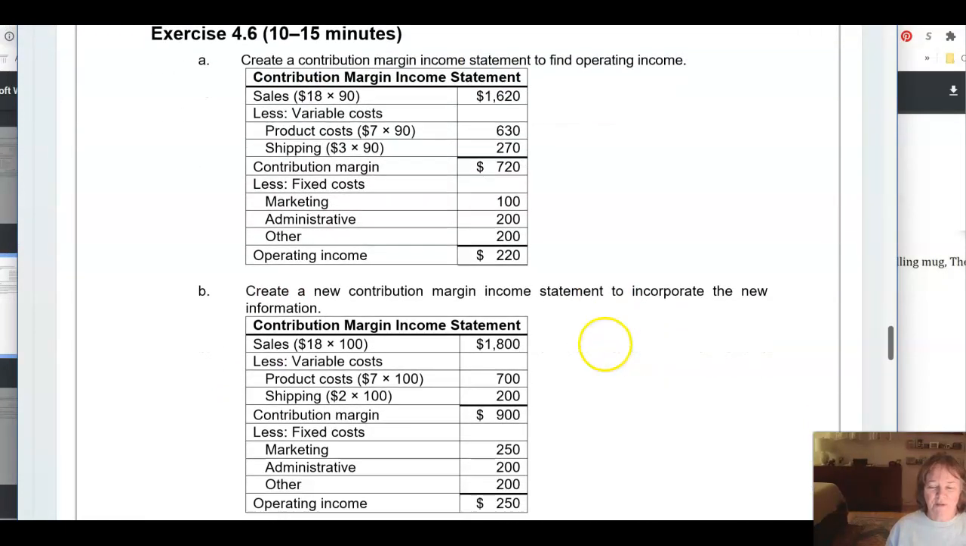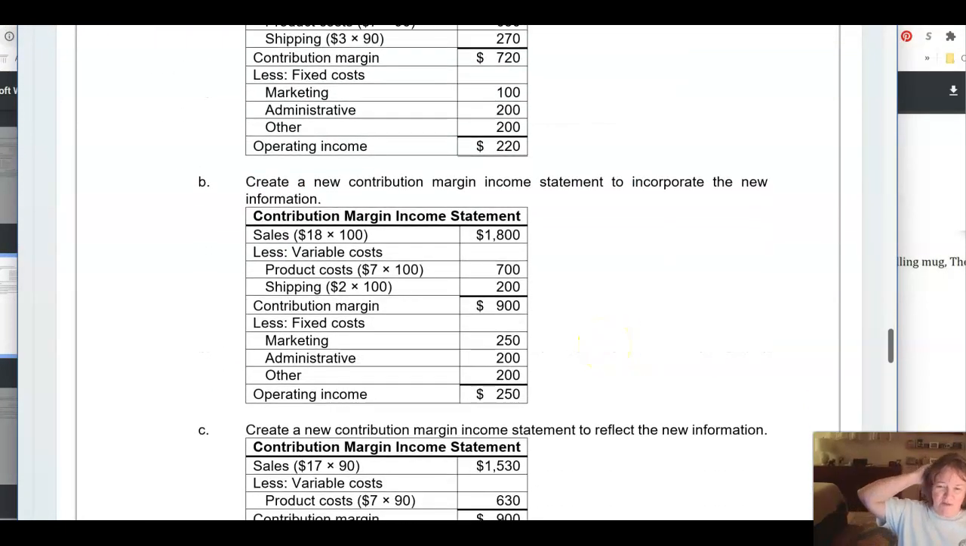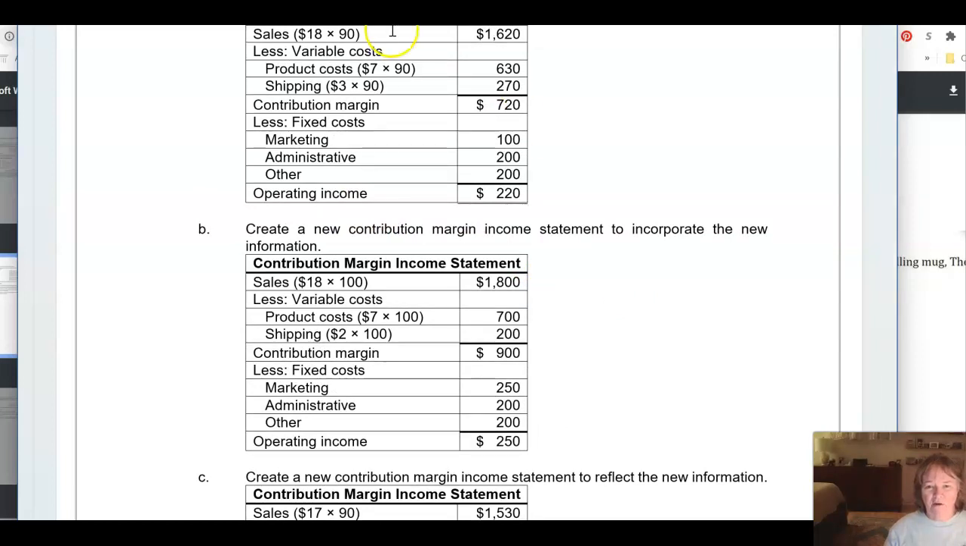Now, what's nice about this is that you can have all these changes and reflect it pretty quickly in a contribution margin statement. So we've got sales of 1,800, because now we've got 100 units. That's up from what we had in the original one. Our shipping costs decreased by $1 times 100 units, that's 200. Product costs didn't change, they're still 7 by 100. And the only other thing that changed here was marketing. That marketing went from 100 to 250. Administrative and other costs are the same. Our income increased by $30.